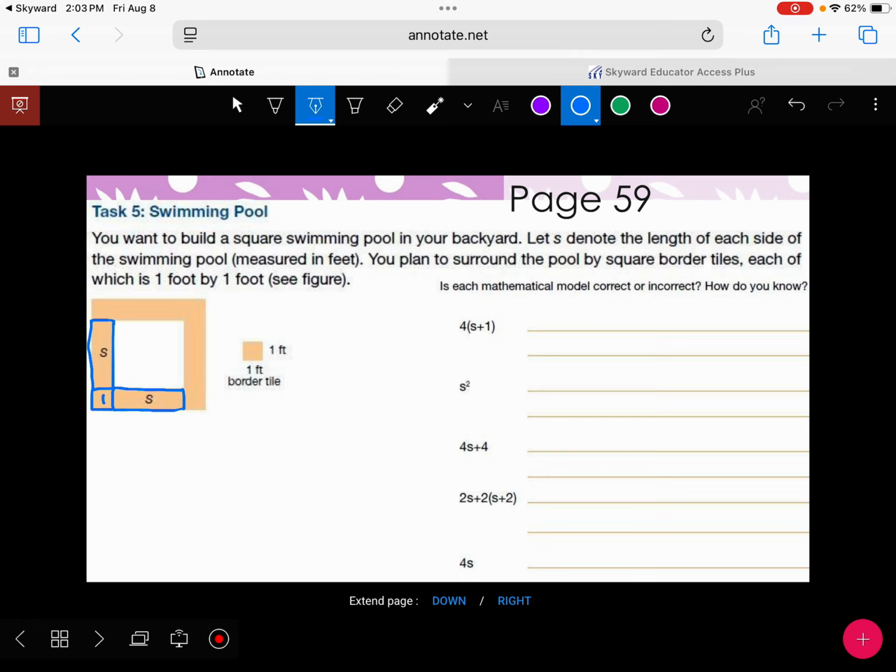Think about it. When you think about arms, like, there's more than one. Let's start talking through. So on this first one, we are told to look at 4 sets of S plus 1. So our side plus 1. If I have 1, 2, 3, 4 of them, will this go all the way around my pool? Yeah. So this one totally works.